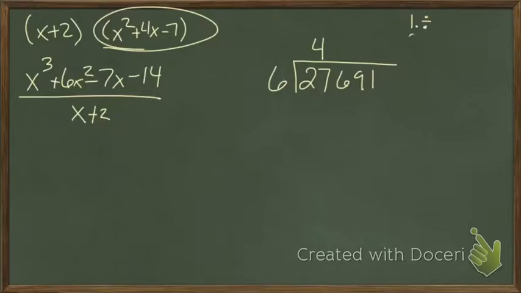After that, what do I need to do? Multiply. 6 times 4 is 24. So the second thing I do is multiply. What is the third thing I need to do? Subtract. So 27 minus 24 is 3. And what is the next thing? Drop down.